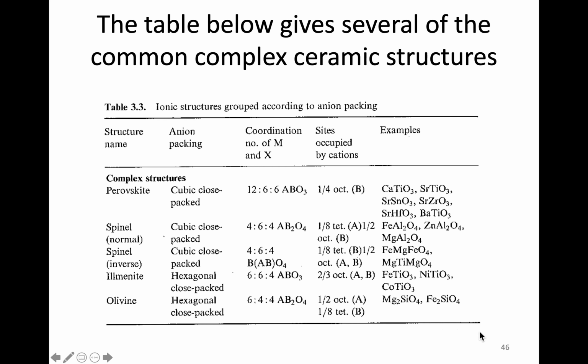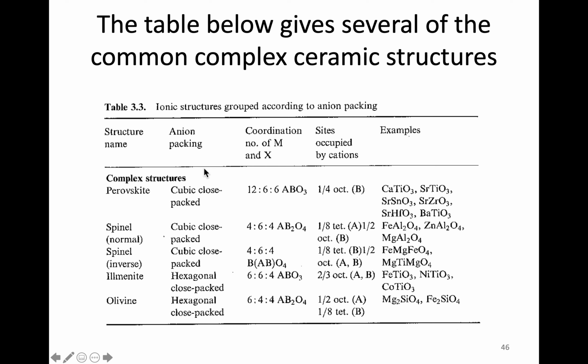All right, so we've seen table 3.3 a number of times, and I want to draw our attention to the complex structures part of it, because these are the ones that we're going to talk about in the next couple modules. There's not a definitive list of complex structures, but these are just some common or important ones for particular applications. And so you can see perovskite, which we're going to talk about, and it gives it in the same kind of scheme as we saw with binary structures.